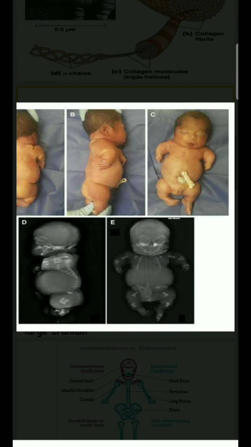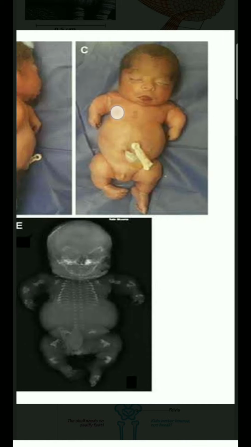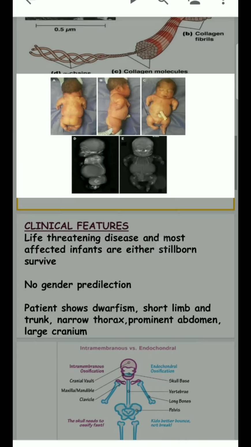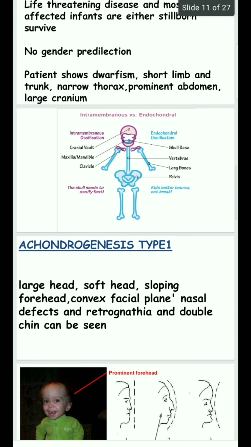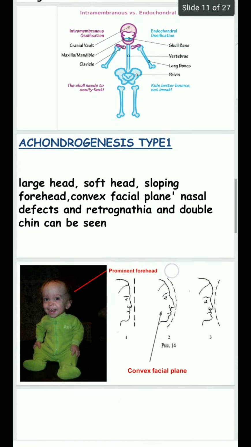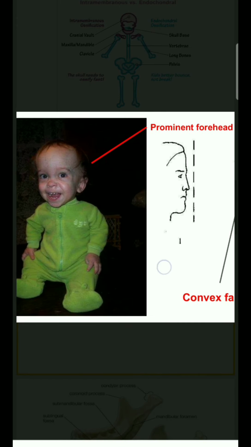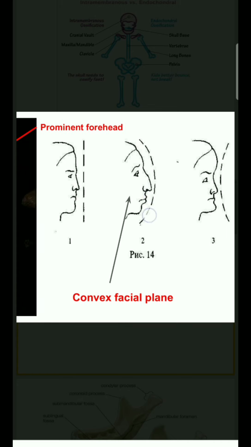Why is the prominent abdomen seen? Because the ribs are made up of endochondral ossification. So the defect in endochondral ossification leads to underdeveloped ribs. So the prominent abdomen will be seen in this case. Achondrogenesis type 1 is seen in this case. The baby's head is prominent and a convex facial plane is also seen.